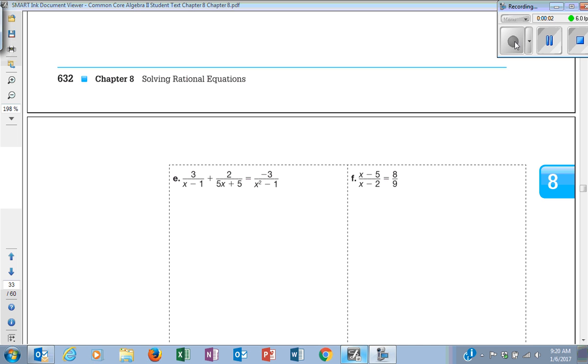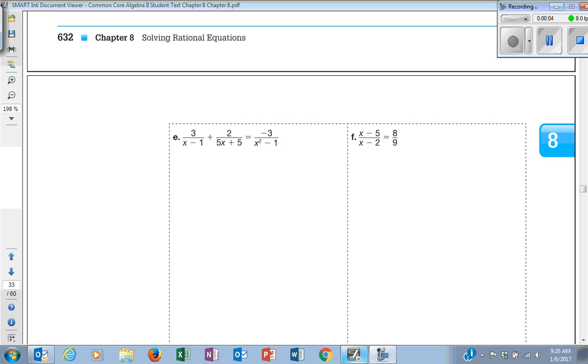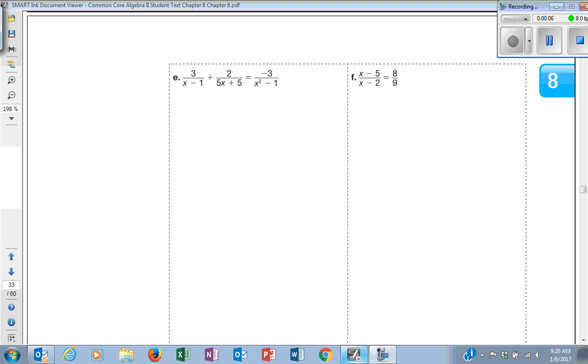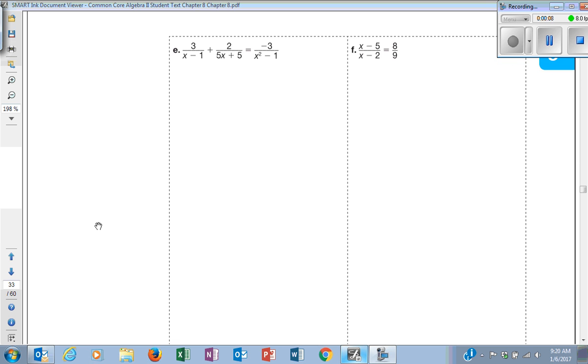Alright, so we're still in 8.3. We're just going to be working with a little bit more of these. Page 633 it looks like. Alright, this first one, I've got three fractions. I'm not going to be able to cross multiply. So I need to factor first so I can find their least common denominator.